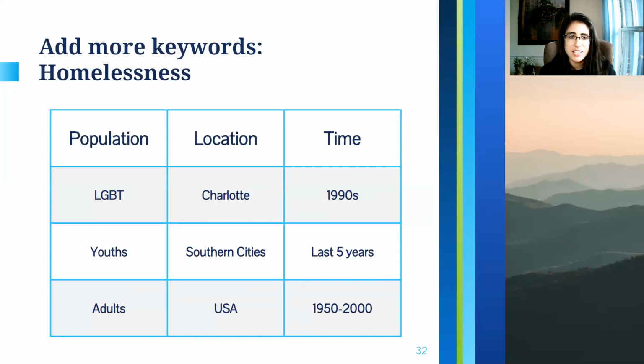So with homelessness, there are 3 ways that I can narrow this down or broaden it up, and those are by population, location, and time. So for population, I could search for LGBT, youths, or adults. Next, I can search by a location. So I could do Charlotte, I could do southern cities, or just leave it with the USA. And then finally, time. I could look for during the 1990s, the last 5 years, or maybe just a 50-year time frame, 1950 to the year 2000.